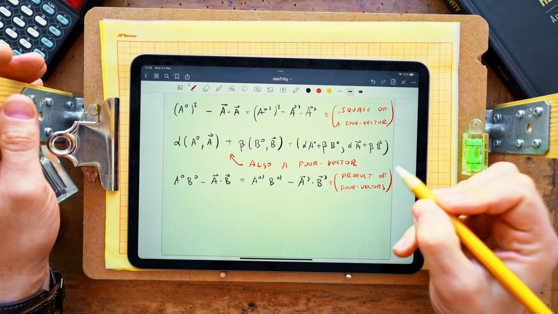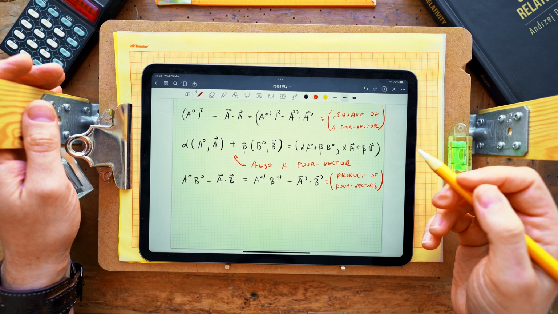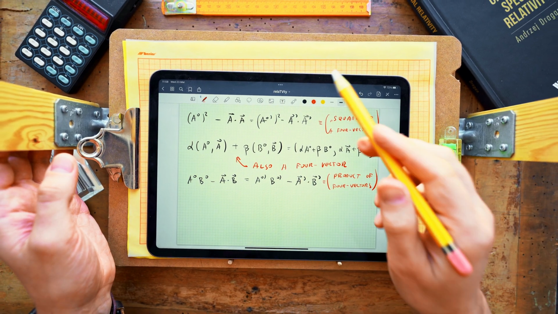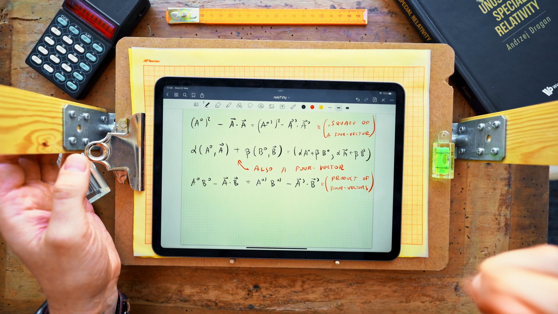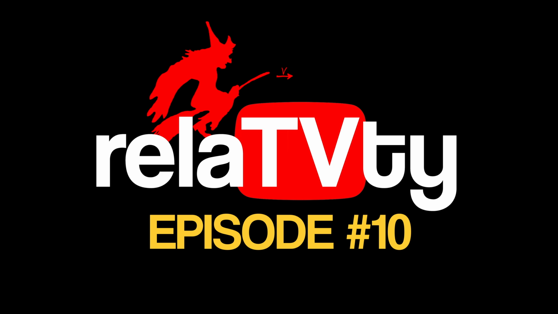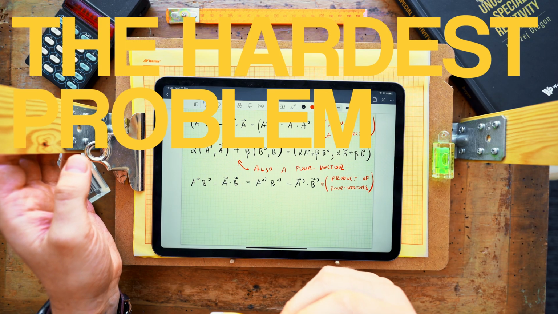These basic properties are quite well known in relativity, but now I would like to surprise you with a quite unknown property that will turn out to be extremely useful in solving the problem that I discussed in episode 10, and I called that problem the hardest problem in special relativity.